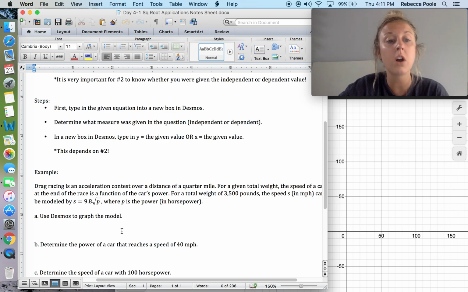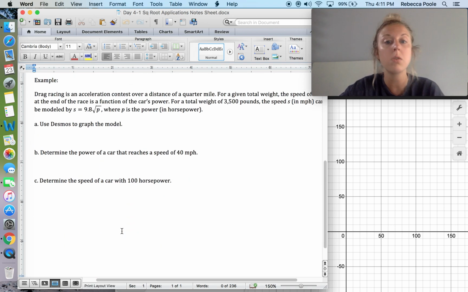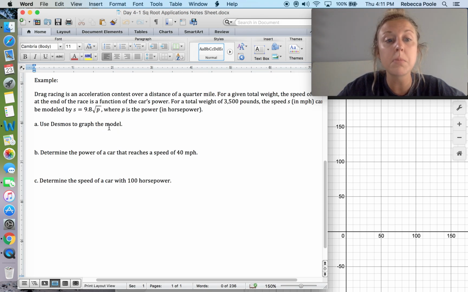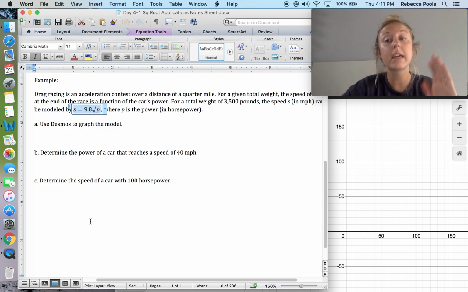Let's go ahead and get started on the example. So you should have this out with me, doing it with me. So we're going to use Desmos to graph the model. If you read the question, it's talking about drag racing. I did this one for you, Carson and Simon. They gave us a function that models the situation. It says, the speed can be modeled by this function where p is the power.